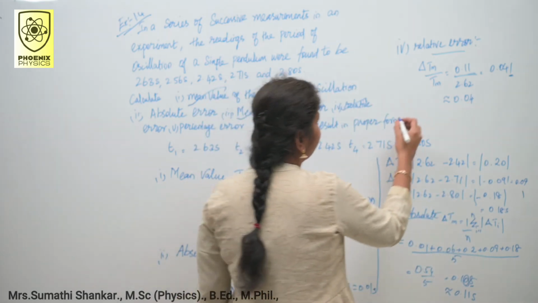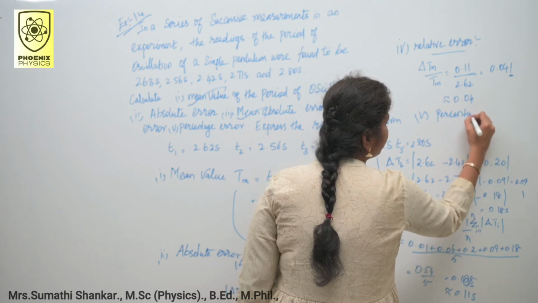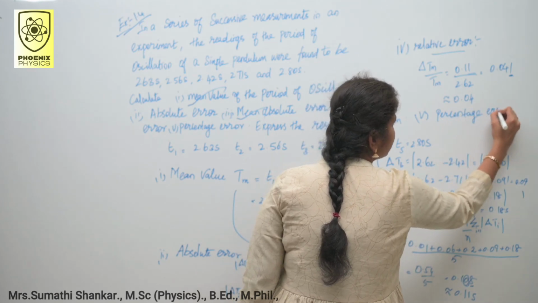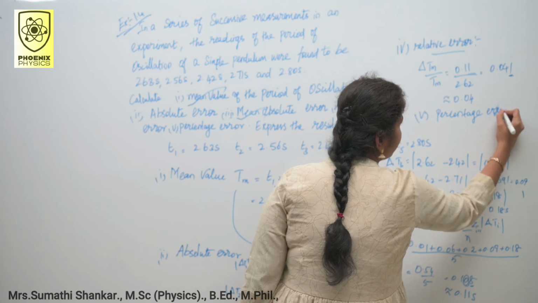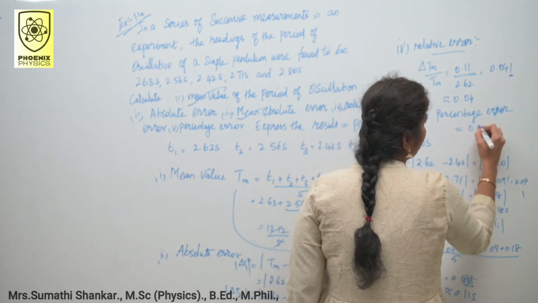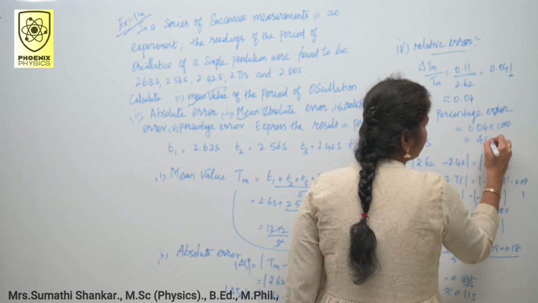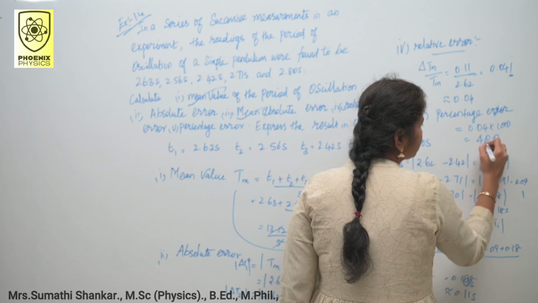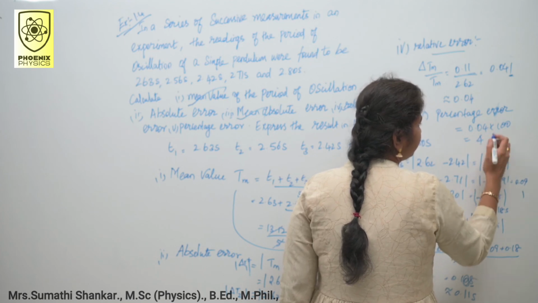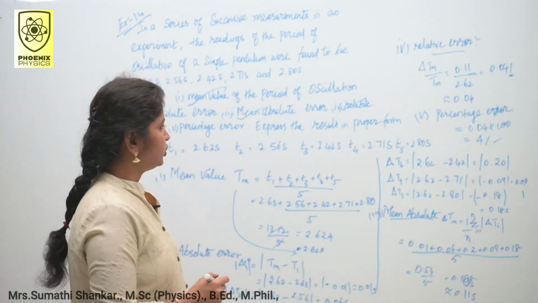Fifth subdivision is percentage error. How do you calculate percentage error? Simply multiply the value by 100. So 0.04 into 100 gives 4%. So this is our fifth subdivision.